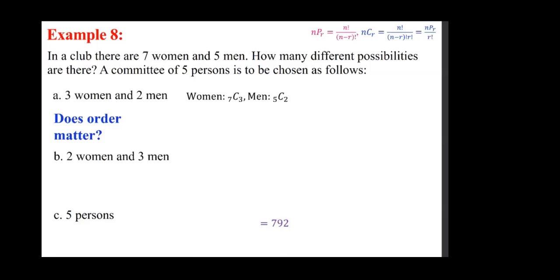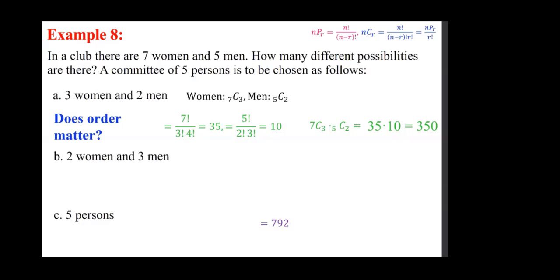So with that being the case, the first one is 7 factorial over 3 factorial times 4 factorial. The next one is 5 factorial over 2 factorial times 3 factorial. And so 35 possibilities for women and 10 for men. And we end up with the product of 350 as the answer.